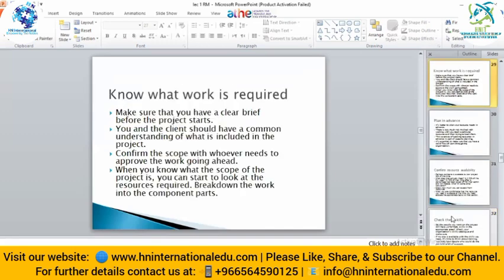We must know the scope, the reason, and the background of each project. So we must know what work is required and why that work is required. We have to make sure that we have a detailed or brief introduction of the project that we are going to start. So you and the client should have a common understanding of what is included in the project.